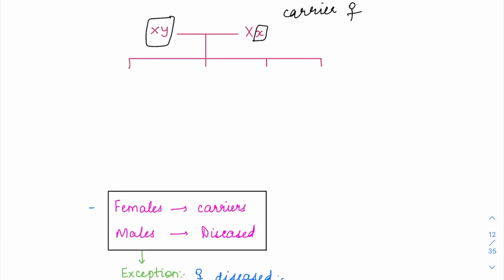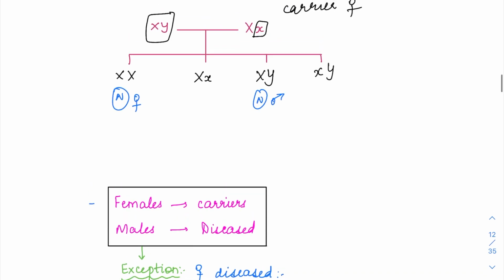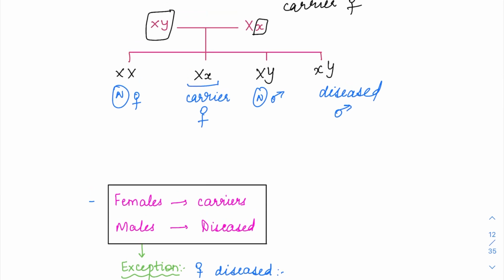This female is a carrier. If you put the pedigree, it will be XX, XX, XY, and then XY, right? So here, this is going to be a normal female, while this is going to be a normal male, while here again it is going to be a carrier female, while here it is going to be a diseased male. In this carrier female, even though this small x is recessive, it is not going to manifest, because recessive needs the homozygous state to manifest. We still have a normal x here, which is going to compensate for this recessive x. So they are just carrier females.